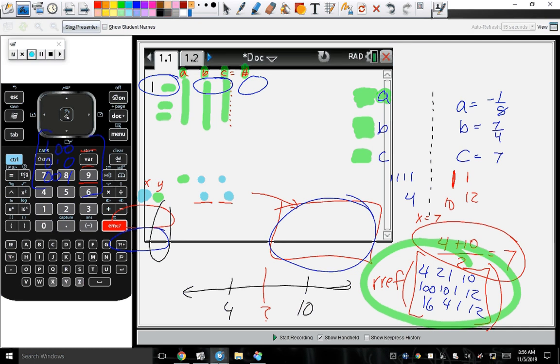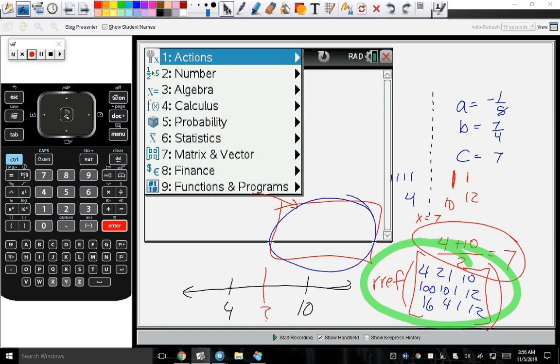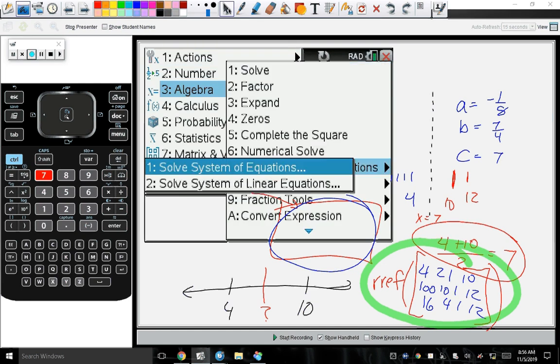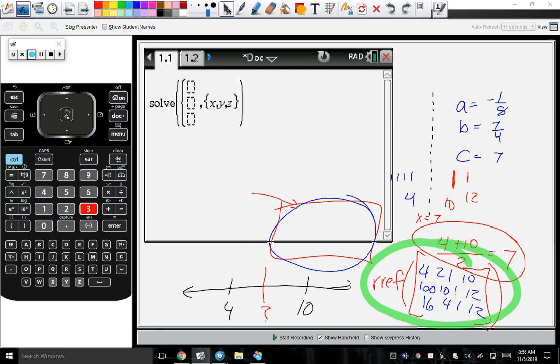And here we go. Instead of the augmented matrix, we're going to do the much, much easier one. So menu, 3 for algebra, 7 for solve system, and 1. How many equations do I have? 3. And it will default and make it into XYZ immediately for you. Now, I can come over here and change this to A, change this to B, and change this to C, just so I don't have to remember which one's which.